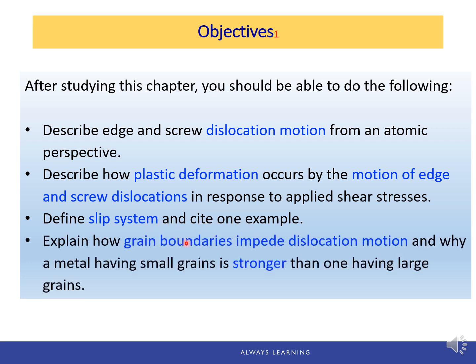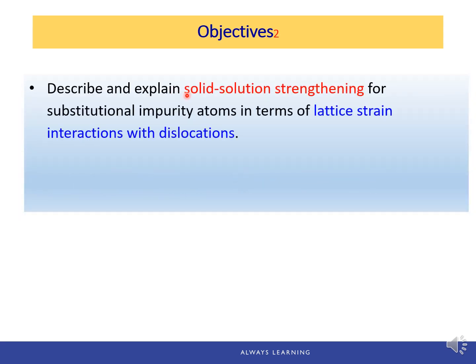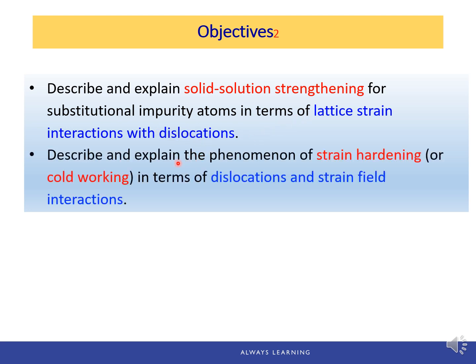Explain how grain boundaries impede dislocation motion and why a metal having smaller grains is stronger than one having large grains. Describe and explain solid solution strengthening for substitutional impurity atoms in terms of lattice-strain interactions with dislocations. Describe and explain the phenomena of strain hardening or cold working in terms of dislocations and strain field interactions.